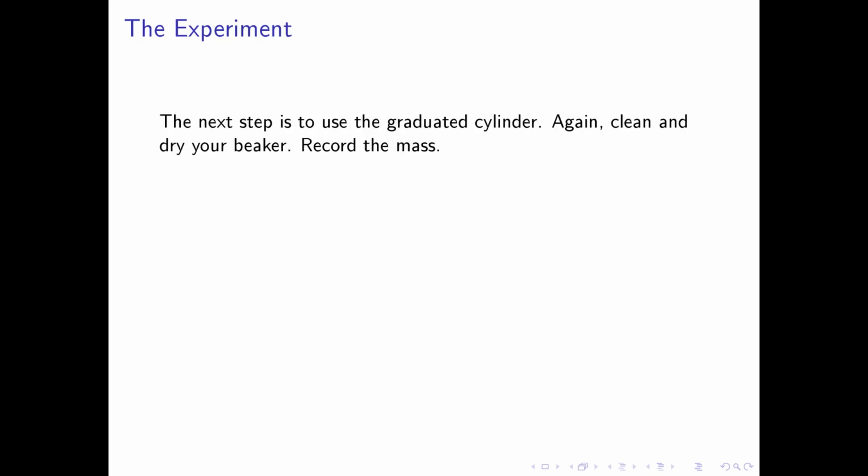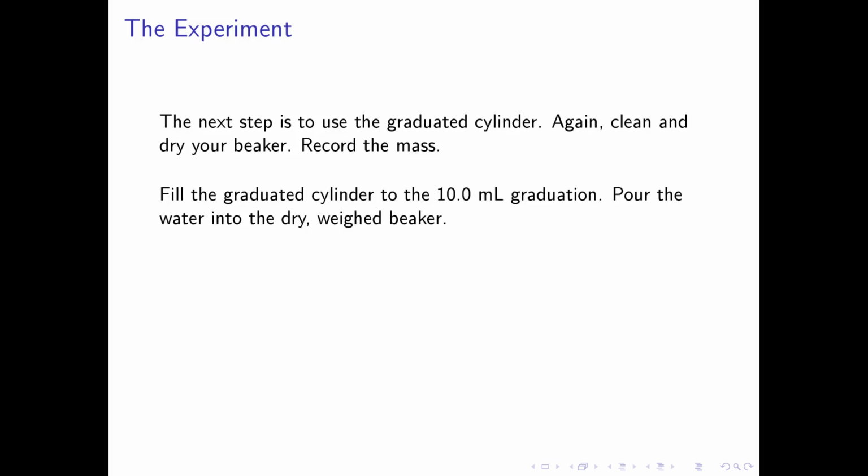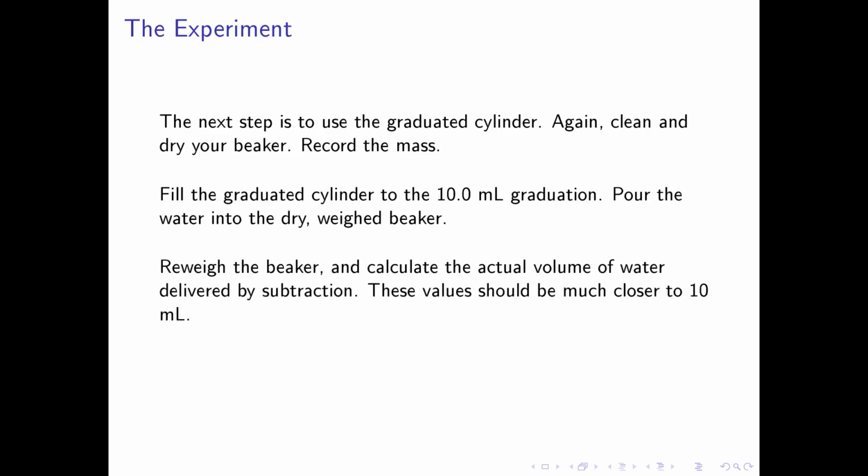Next, we will use the graduated cylinder. Again, we begin with a clean and dry beaker and record the mass of the empty beaker to 3 decimal places. You will then fill the graduated cylinder exactly to the 10.0 milliliter graduation. You will pour the water into the dry weighed beaker. At this point, you will reweigh the beaker and calculate the actual volume of water delivered by the same subtraction method. These values should be much closer to 10 milliliters. Again, you will clean and dry the beaker and repeat this process 2 additional times.